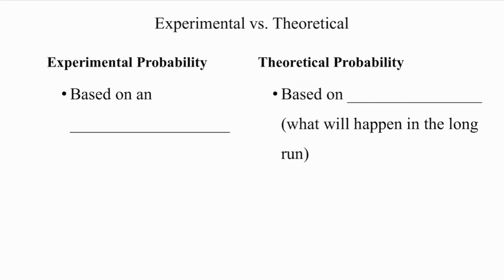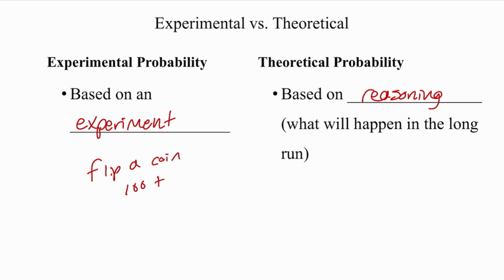Now there is a distinction between experimental probability and theoretical probability. Experimental probability is based on an experiment, and theoretical probability is based on reasoning, which is what will happen in the long run. Sometimes you can do both, and sometimes you can't. One example where you can do both would be flipping a coin 100 times, and maybe you find out that you get tails 60 times. Then you might think, well, 60 out of 100 is my probability of getting tails on the coin. But you know that with theoretical probability, there's an equal chance of getting heads as getting tails, and so the theoretical probability would be 1/2.